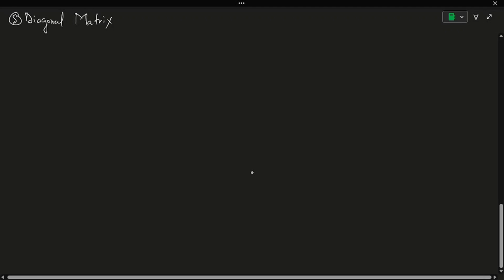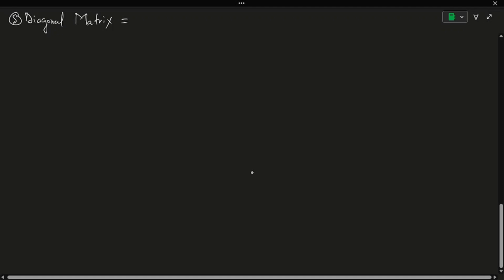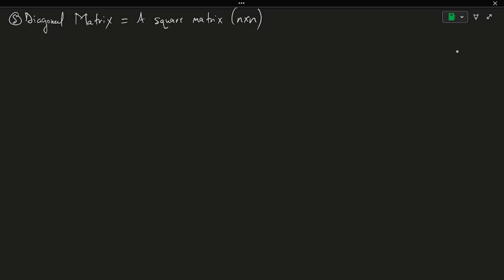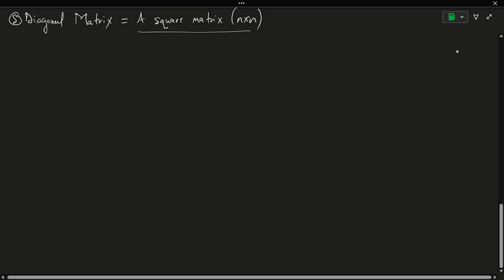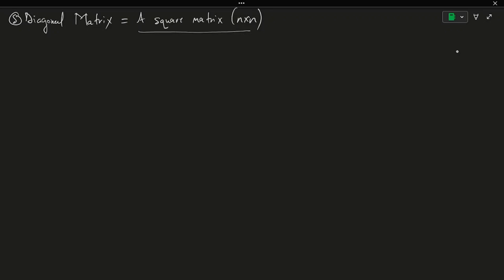And then on number 5, we have a diagonal matrix. A diagonal matrix is a square matrix. So that's the first condition. It should be a square matrix, which means it's n by n, that has entries of 0 everywhere except the main diagonal. So it is a square matrix. That's the first condition. And it has entries of zeros everywhere except the main diagonal.